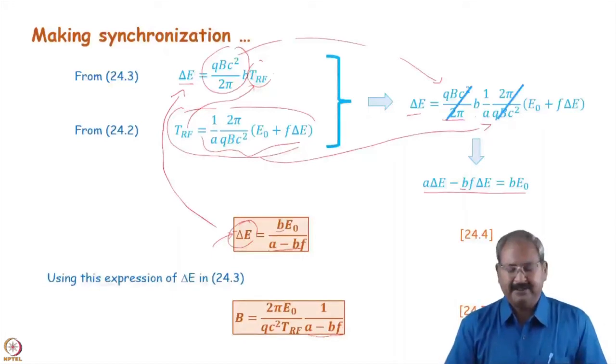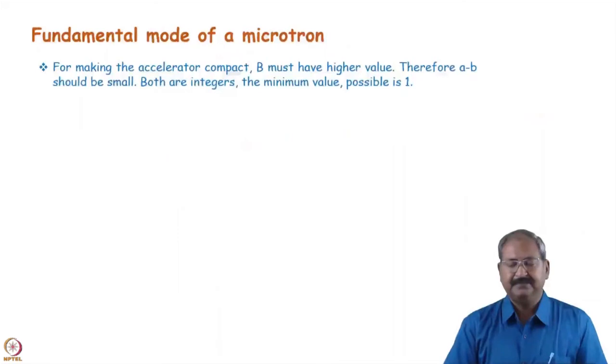Now, if the magnetic field is higher, we can make the microtron compact. So for making the compact microtron, A minus B should be small. Now we are saying that A is also an integer, B is also an integer. So the smallest difference is 1. So the minimum possible value is 1. So if we take A equal to 2, B should be 1. If A is equal to 3, B should be 2. So A minus B will be 1.